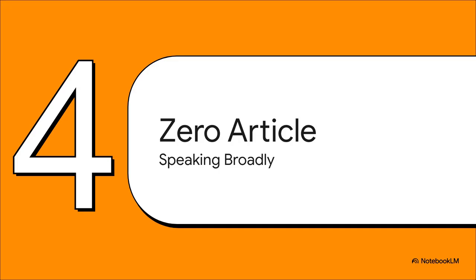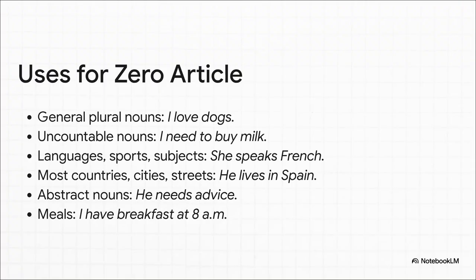Okay, time for the advanced move, knowing when to use no article at all. We call this the zero article, and it's for when we're talking about concepts in the most general way possible. Think of it like we're not talking about a single performer anymore, we're talking about the whole stage. This is for all the big, abstract, or general ideas. So when you say, I love dogs, you mean dogs as a whole concept, not a specific group of dogs. When somebody needs advice, they need the general idea of advice, not one particular piece of it. It's all about speaking broadly.